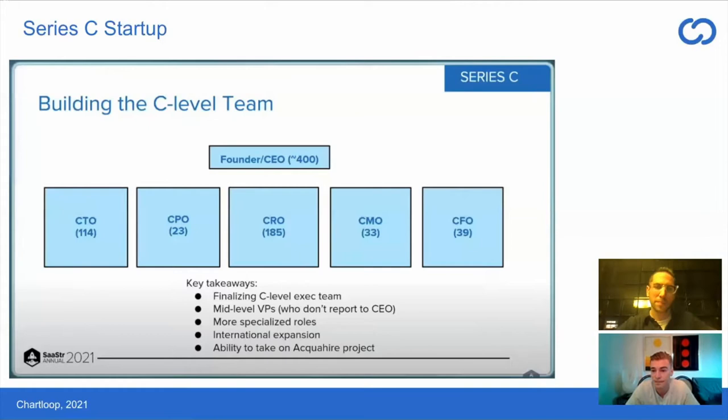Sure. So also at this stage, like David Sacks points out, you might have started in one region, like the US or Europe, and you're pushing for international expansion, so you might have a local GM. If you're going to APAC, for example, you'll have an APAC GM.